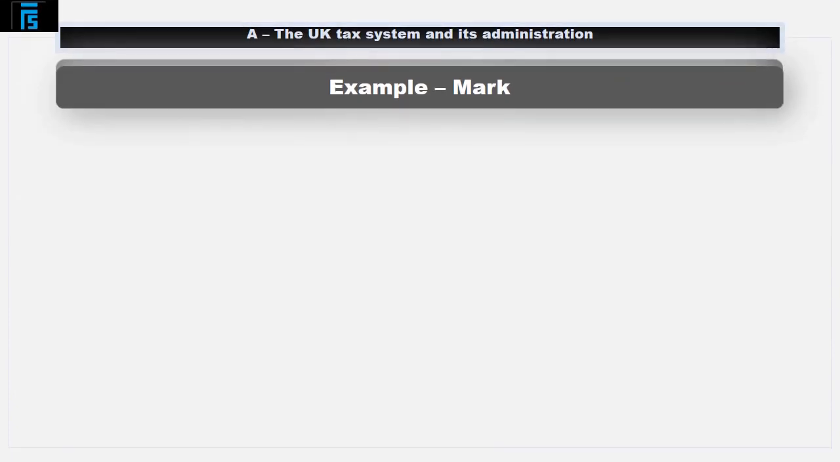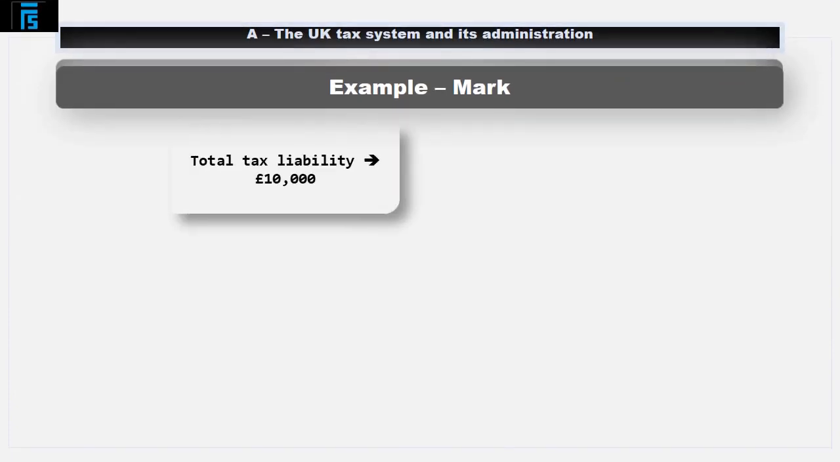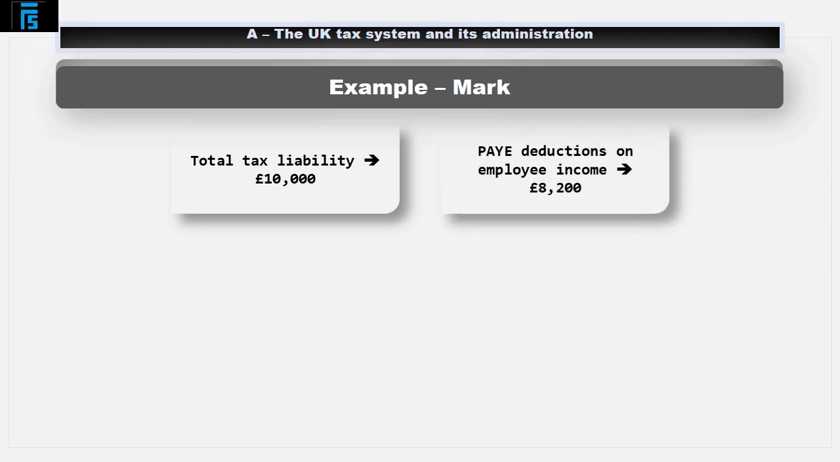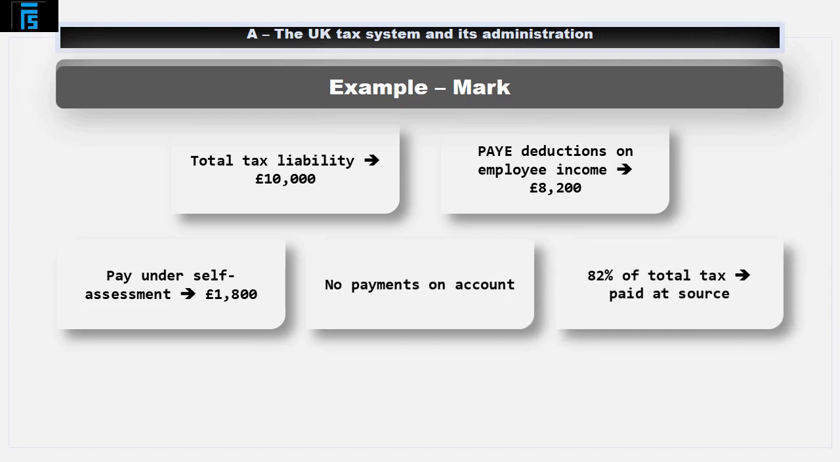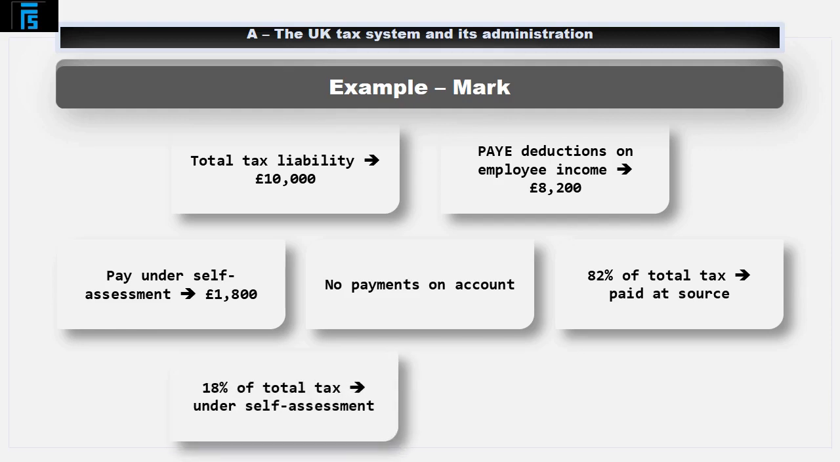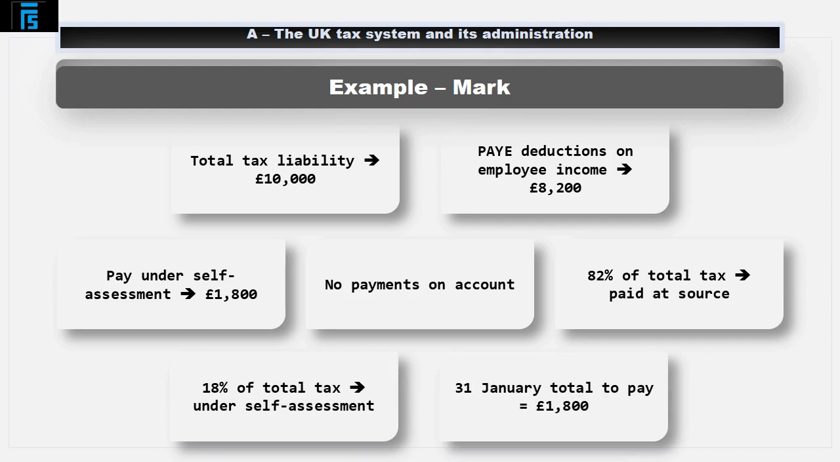Let's see how this works in practice. Mark has a total tax liability for the current tax year of £10,000. He's suffered pay-as-you-earn deductions on his employment income of £8,200, leaving £1,800 to pay under self-assessment. He had not made any payments on account for the year. In this case, 82% of Mark's total tax has been paid at source, leaving just 18% to pay under self-assessment. The total to pay on the 31st of January due date will be £1,800 for the current tax year, with no payments on account due for the following tax year.